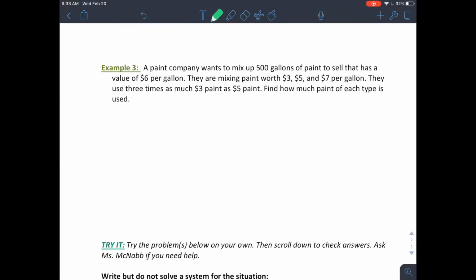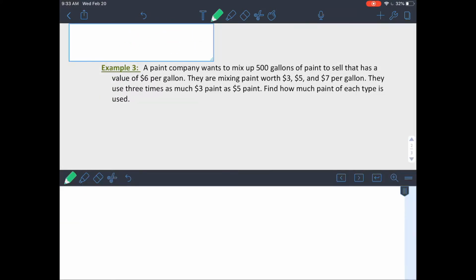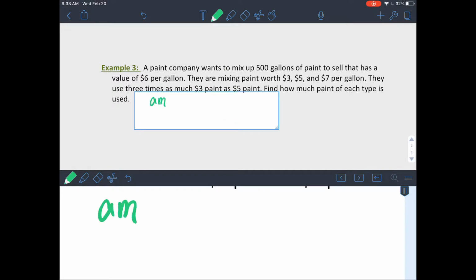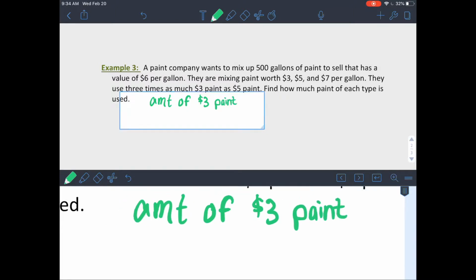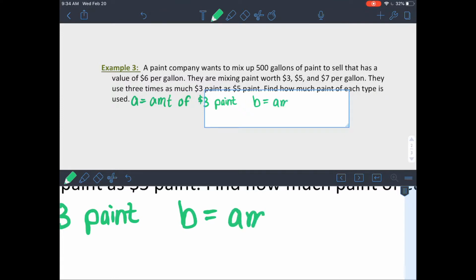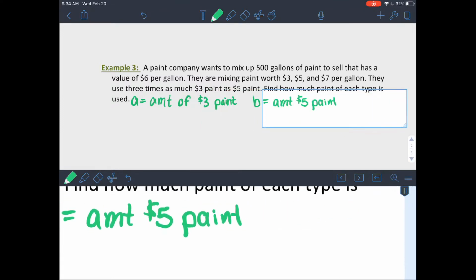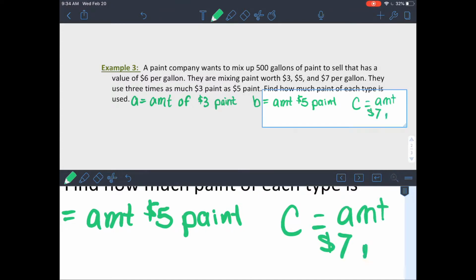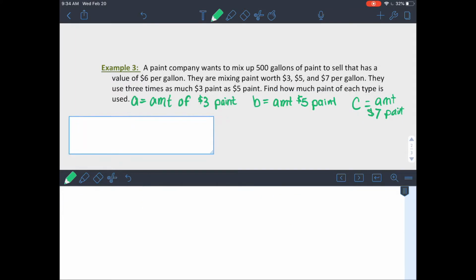All right, one more. A paint company wants to mix up 500 gallons of paint to sell, and we're using 3 different values worth of paint: some cheaper paint, some more expensive paint, and some really expensive paint. So we're looking for the amounts of each paint type that are going to be in our mixed and poured together paint. Okay, so a variable for each amount that we're looking for.